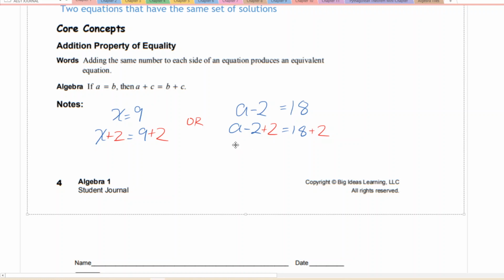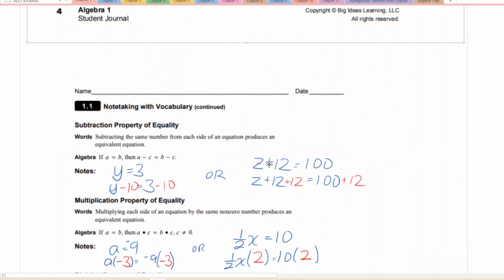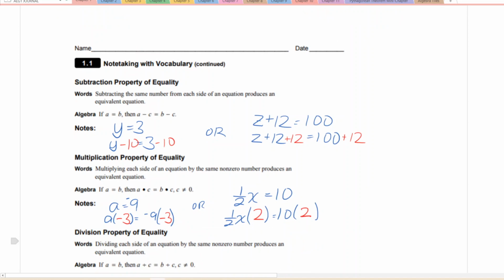And of course, once we do some arithmetic here, we'll get a plus nothing, because minus 2 plus 2 is nothing. So just a is equal to 20, which would be our solution. Okay. So we're going to be doing a lot of inverse operation. Here's subtraction. It kind of works the same way. I'm going to go over to the right side because that's really the more interesting of the two.